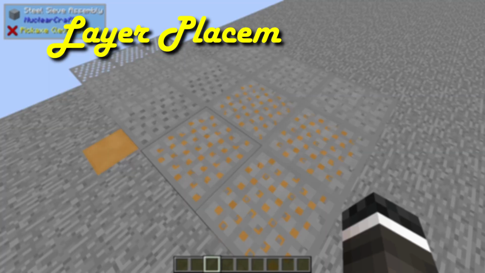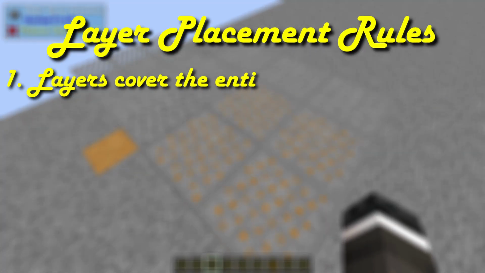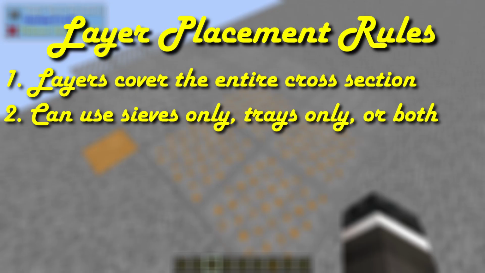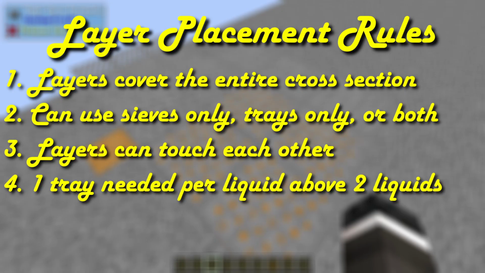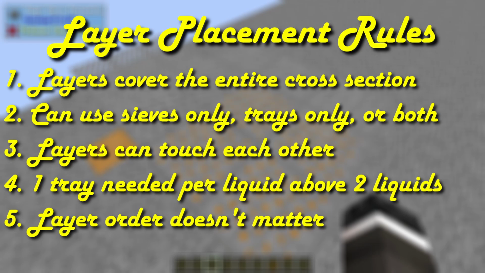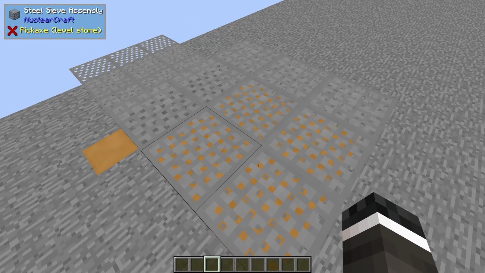The following rules govern layer placement. The layer must cover the entire horizontal cross-section of the distiller. You can use just one type of layer or both types. The layers can be touching each other, no need to have air gaps between them. If the recipe involves more than two liquids, either as inputs or outputs, you need one tray layer per additional liquid. If in doubt, check the recipe in J, where it says the minimum required tray count. The order of layer placement doesn't matter. Finally, you can optionally use reflux units and liquid distributor units in the ceiling and reboiler units in the floor of the distiller to increase process speed.